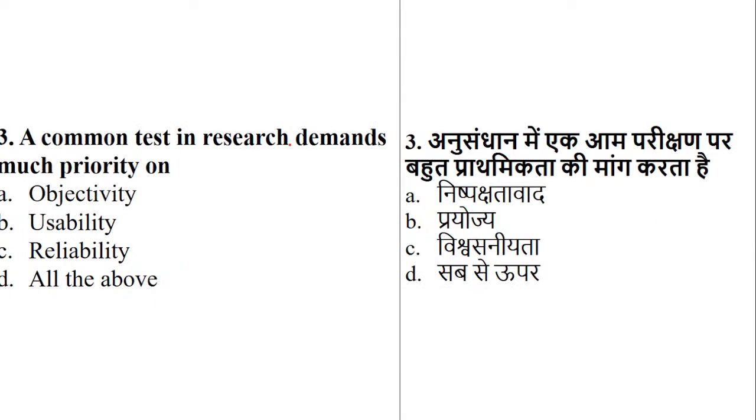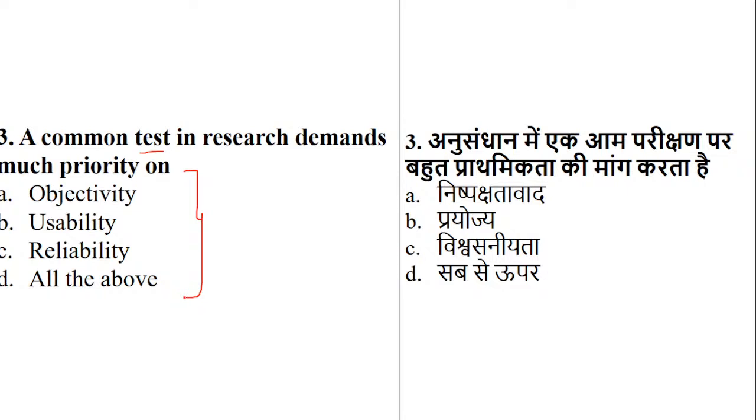A common test in research. Any test you do, that is testing. When you test your research, it demands much priority on what? So research test demands what? Objectivity, usability, reliability, or all the above. So what is on the top priority? Objectivity means the objective or purpose of doing a research. Usability, that is consumption, or reliability, that is being able to rely on the results. Or all the above. So which of the options is correct?